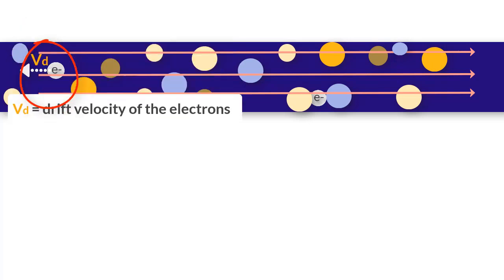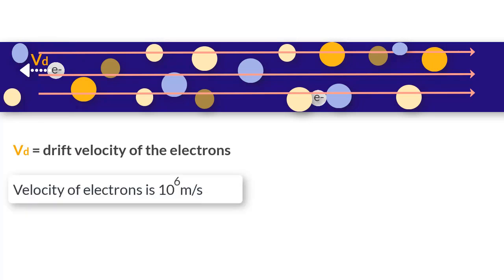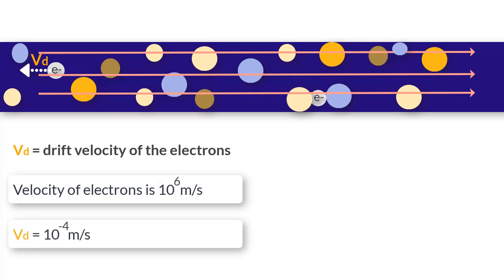Now, while the velocity of the electrons as they jet around is of the order of 10^6 meters per second, that is very high, the drift velocity you see here is often surprisingly small and of the magnitude of 10^-4 meters per second.